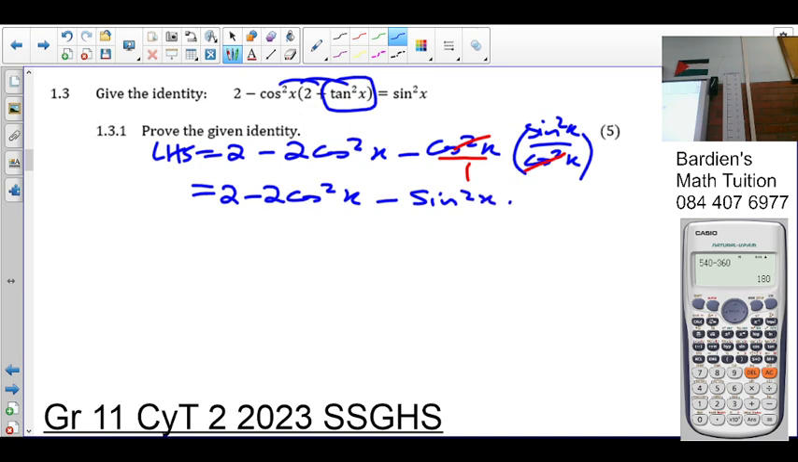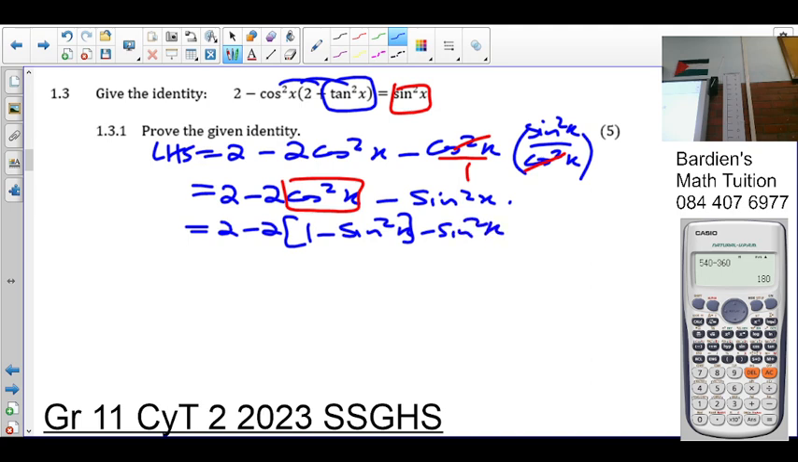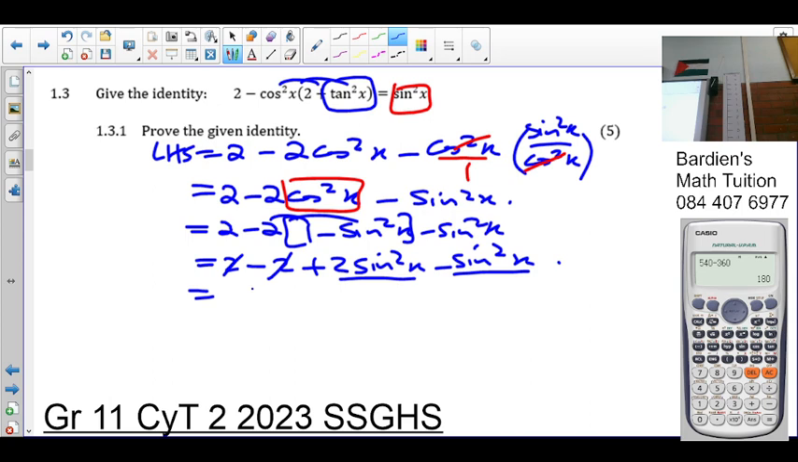But if I look at the right hand side, I see there's only sines on the right hand side. Can you see that, people? So what I do is I take cos squared and I change it to its equivalent in terms of sine. So it's 2 minus 2 times (1 minus sine squared x) minus sine squared x, which now gives you 2 minus 2 plus, I'm getting rid of the brackets, 2 sine squared x minus sine squared x. Okay, so that cancels. And 2 sine squared x minus sine squared x is, of course, sine squared x, which is equal to the right-hand side.